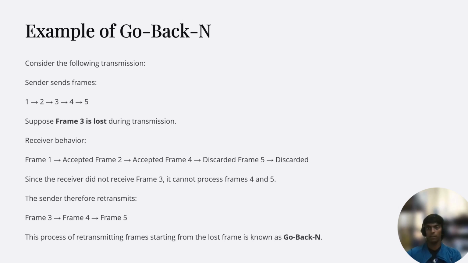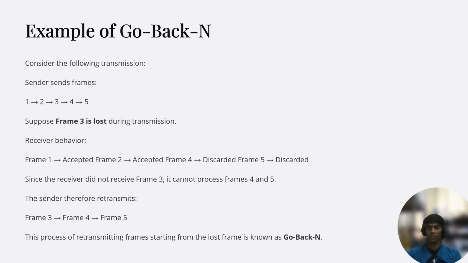So let us see an example of go back N. Suppose the sender transmits frame 1, 2, 3, 4, and 5. And let us say if frame 3 is lost, the receiver successfully receives frame 1 and 2. However, when frame 4 and 5 arrive, the receiver discards them because frame 3 is missing.